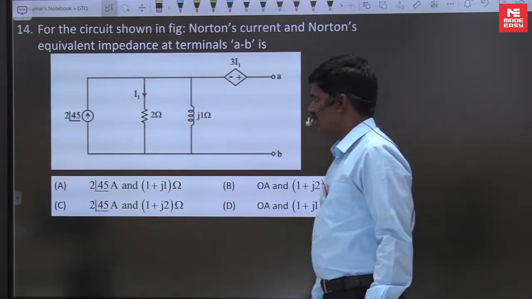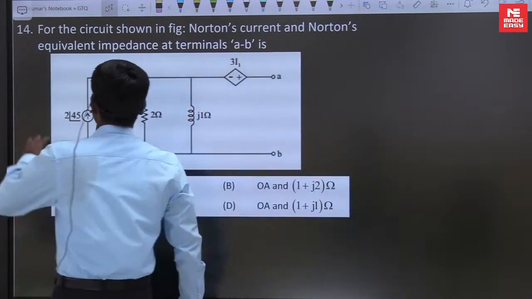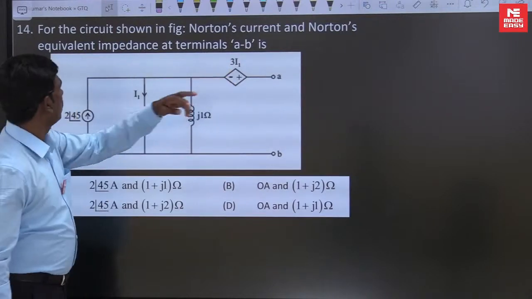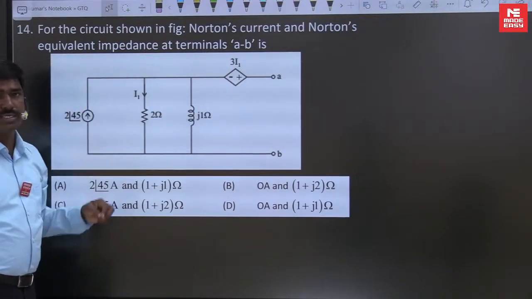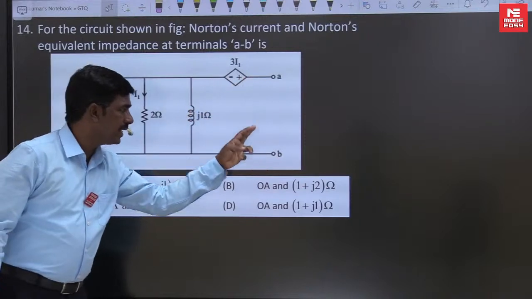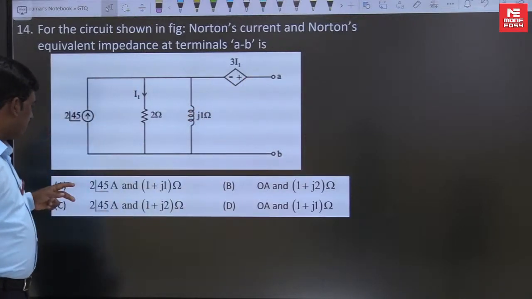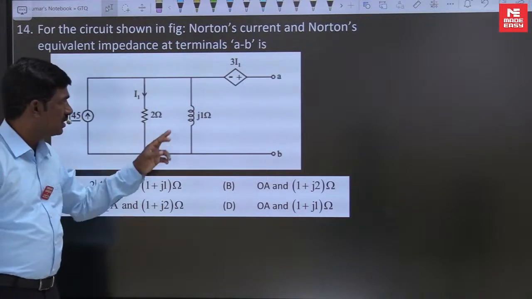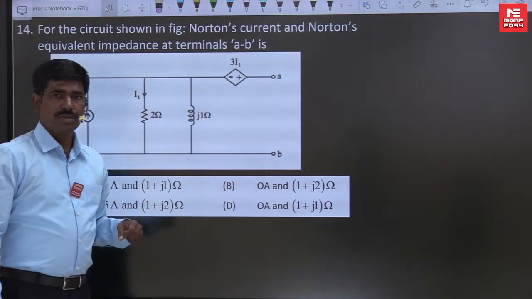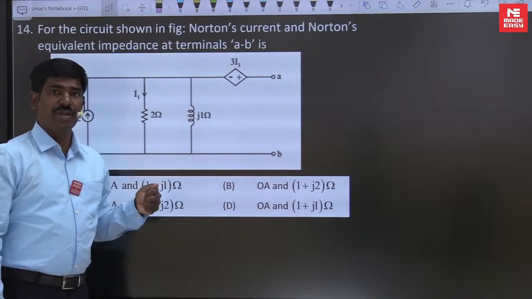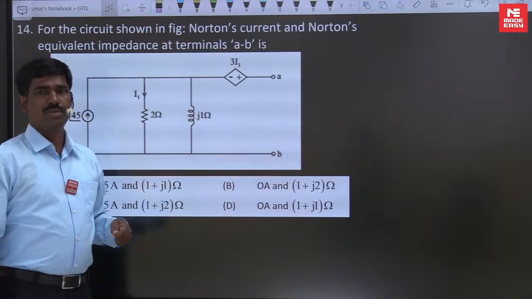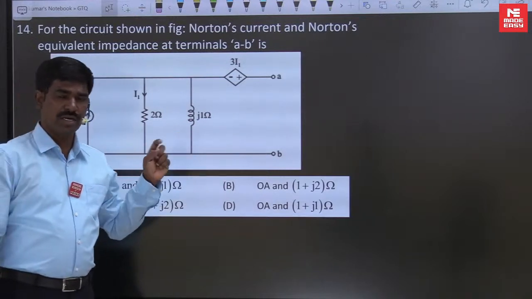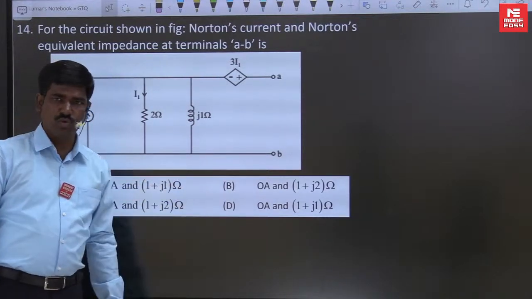Give answer for this question. For the circuit shown in figure, find Norton's current and Norton's equivalent impedance at terminals AB. Options A, B, C and D are also given. These are 2 ohms, this is J1 ohm, 3 I1. The circuit consists of dependent and independent sources. So how to find out the ZTH and how to find out the short circuit current? Just give answer now fast within 2 minutes.